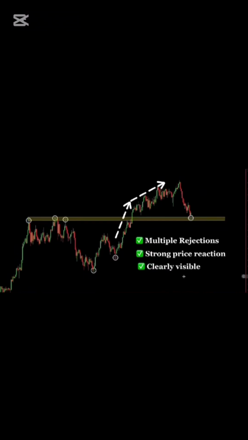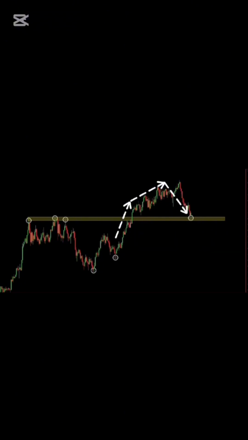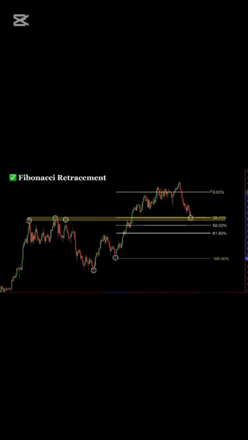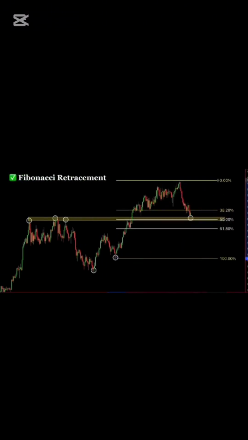Once price breaks above this level, it signals that buyers are in control, but instead of entering immediately, we wait for a pullback. To increase our chances of success, we look for extra confirmation factors before entering a trade. Fibonacci retracement: the broken resistance aligns with the 50% or 61.8% retracement level, which often acts as a support zone. Candlestick confirmation: a strong bullish engulfing candle, pin bar, or rejection wick signals that buyers are stepping in. In this case, we have an inside bar candlestick pattern.